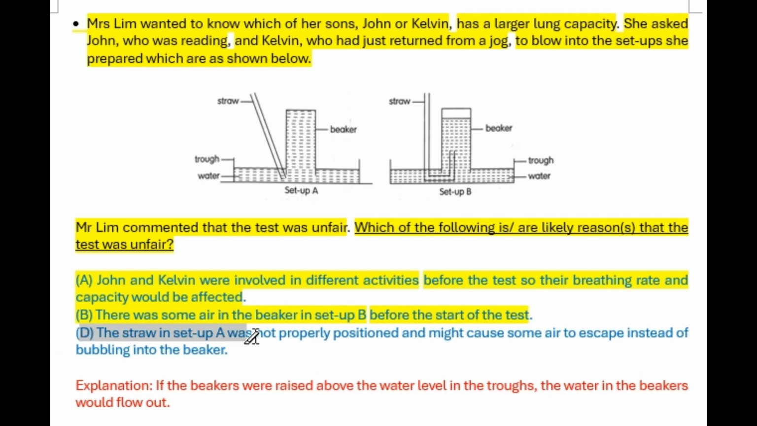D. The straw in setup was not properly positioned and might cause some air to escape instead of bubbling into the beaker. Explanation: if the beakers were raised above the water level in the troughs, the water in the beakers would flow out.